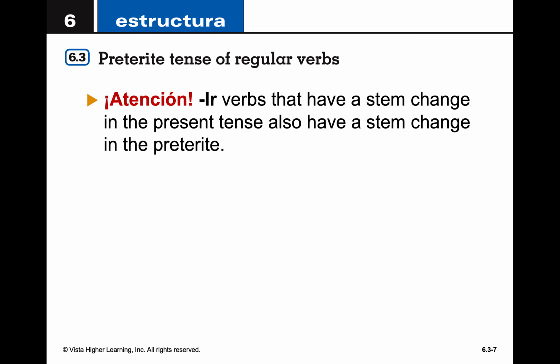IR verbs that have a stem change in the present tense also have a stem change in the preterite. So this is probably one of the most difficult things to remember. Putting this on a Post-it and having it visible to you while you work this unit is a great idea.